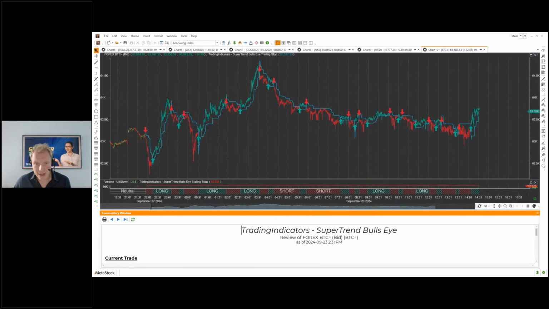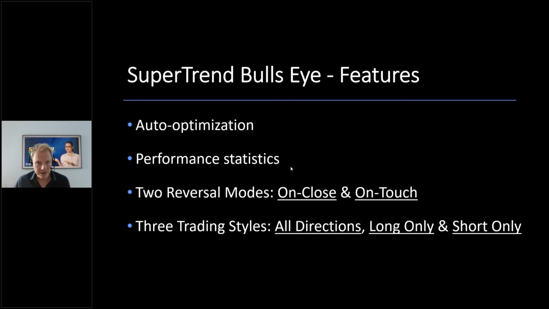Perfect. All right. Before we get to your custom symbols, there's another very important thing I need to mention. So let me quickly go back to my charts. If I can find them. There we go. Perfect. Now, a quick summary of what we've seen so far. We've seen SuperTrend Bull Eye, a pimped up version of the classic SuperTrend indicator, which comes with auto optimization and performance statistics. But there's more to it.